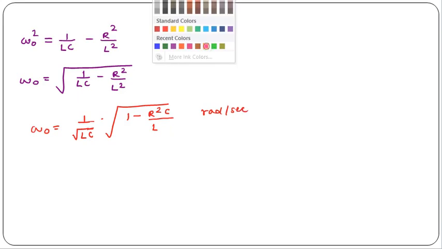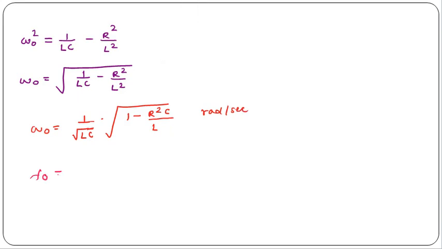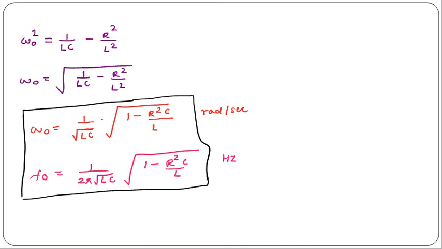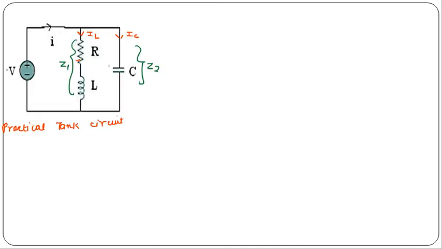Okay, and if we calculate in hertz, then the F naught value we get is 1 by 2 pi root LC into square root of 1 minus R square C by L. So this is in hertz. This is the formula of the resonating frequency in case of a practical tank circuit.